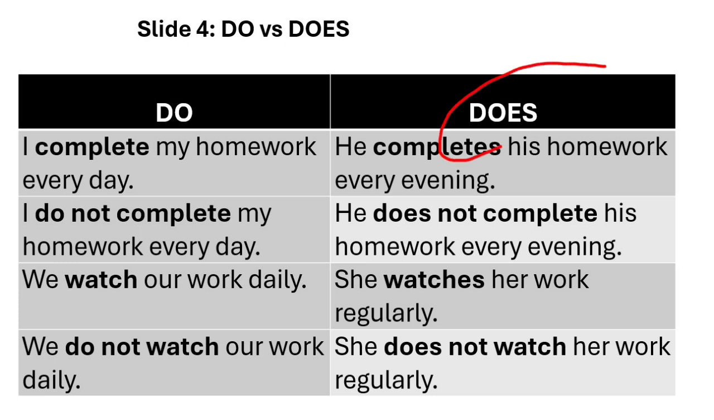Now coming to does. What is the first example? He completes his homework every evening. So here instead of complete we are saying completes. That is a rule in English. In positive sentences in simple present tense, whenever we use a third person singular subject like he, she, we add s or es after the main verb. Here the main verb is complete. That is why we are saying completes, because the subject is he.